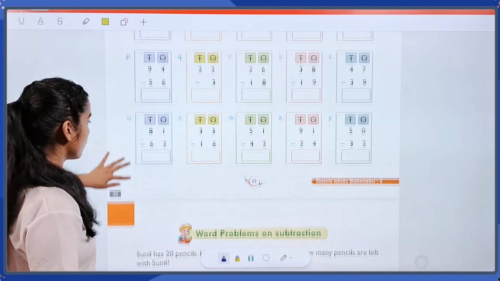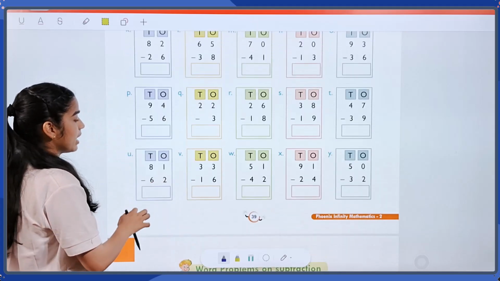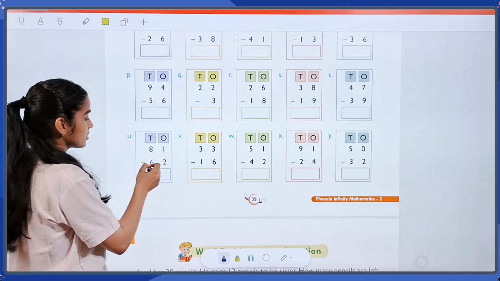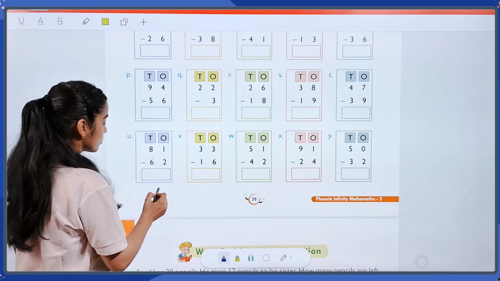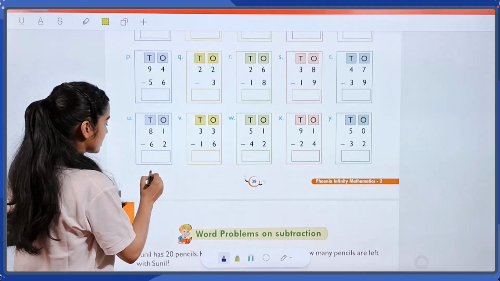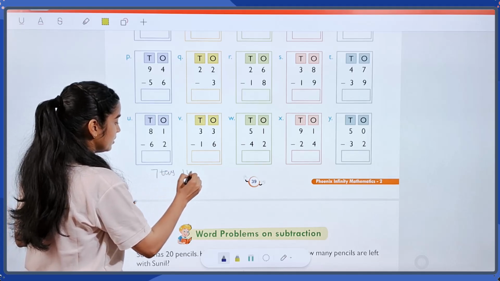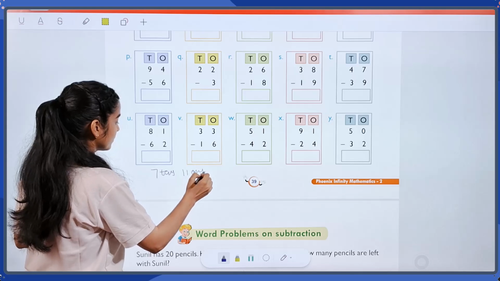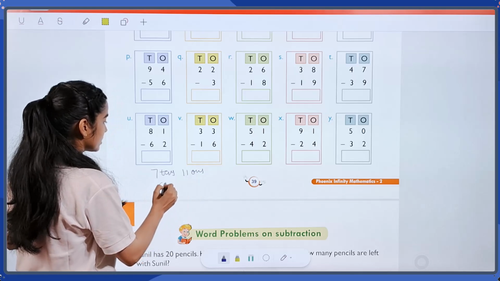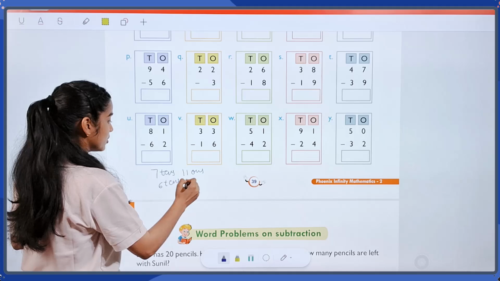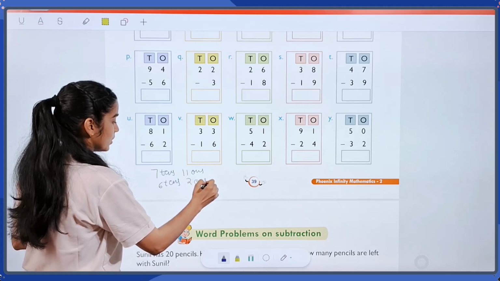Okay, if you want, we take one more example. Now we have 81, we have to subtract 62 from 81. So 7 tens, 11 ones, minus 6 tens, 2 ones.